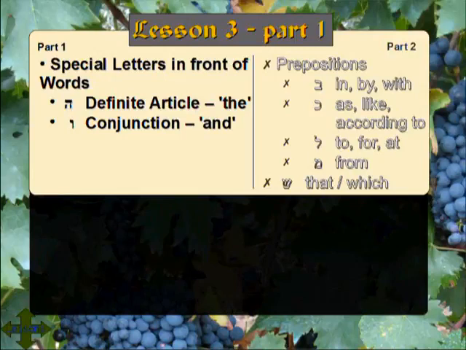And in part 2, we'll have a look at prepositions. The bait for in, by, and with, kaf, as, like, according to, the lamed, which is used to say to, for, or at, and the mem, which put in front of words means from, and the letter shin that is used to say that or which.